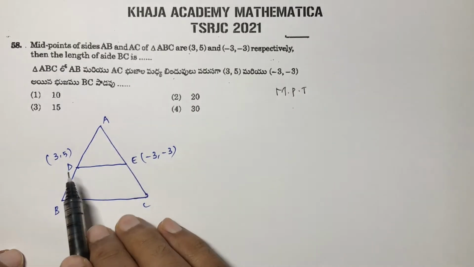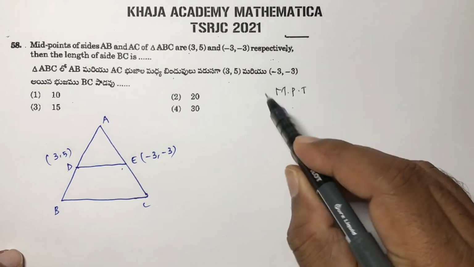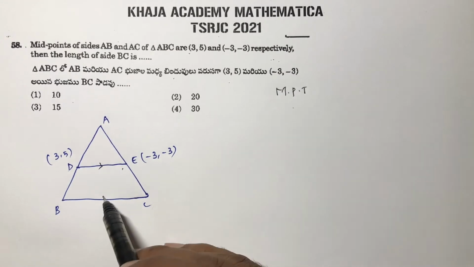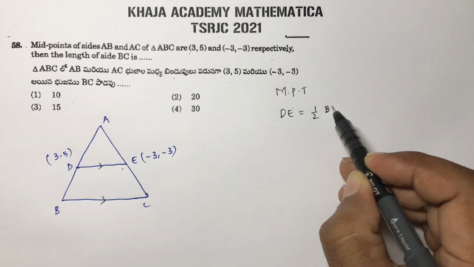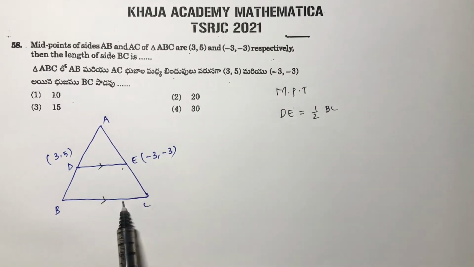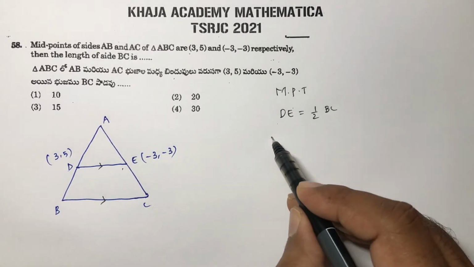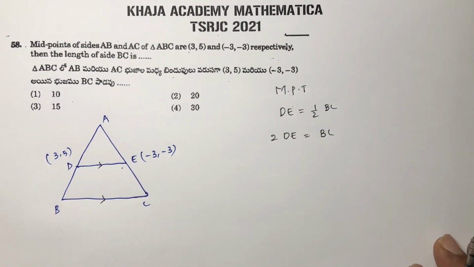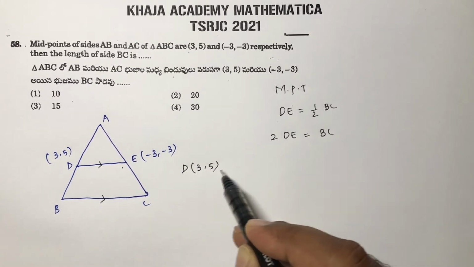theorem. See, what I'll do, I'll find the distance of DE and I'll double it. So midpoint theorem is, in 9th class we have, a line joining the midpoints of two sides is parallel to the third side and half of it. So DE is half of BC. As we need to find BC, I'll do 2 times DE, then I'll get BC. So now I'll find the distance of DE. D is 3, 5.